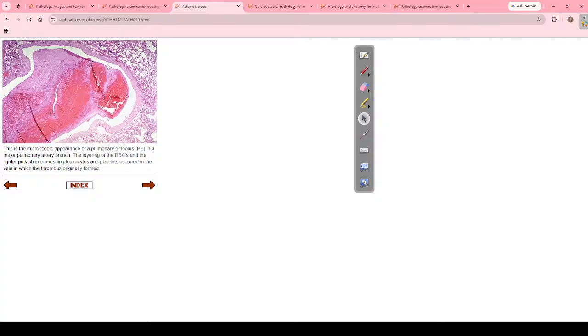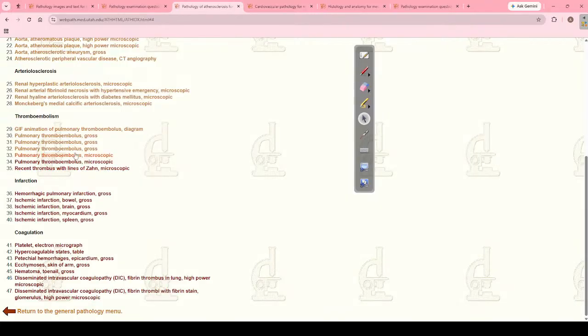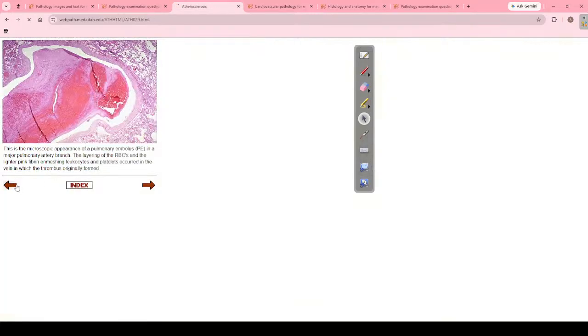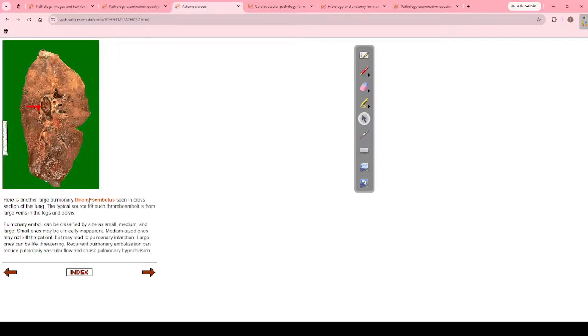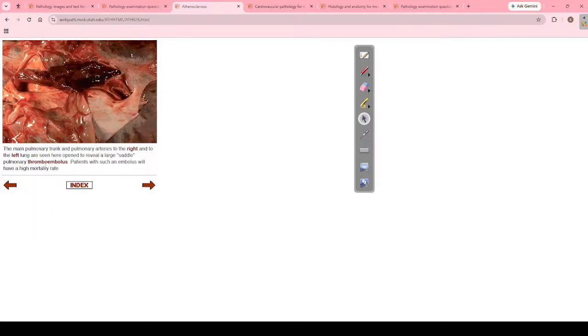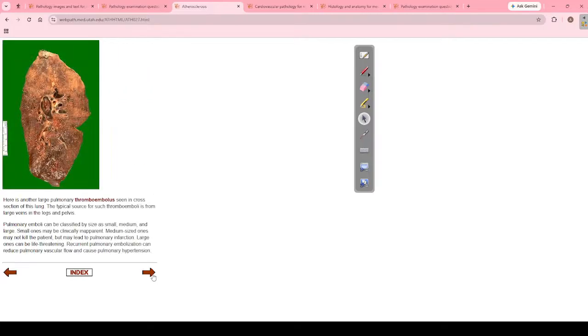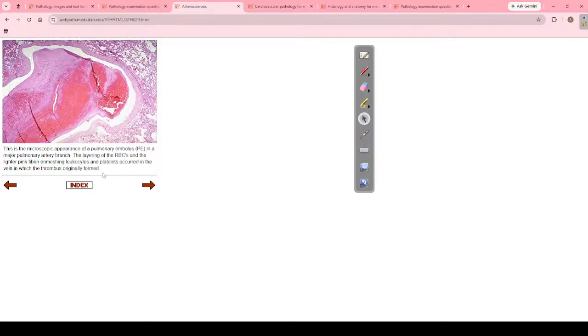So a thrombus is not a mobile thing. Thrombus is a stationary clot. An embolus is a moving clot, right? This is a thromboembolus. It was initially a thrombus which became an embolus. This is not a pure thrombus. This is not the site. The site was somewhere else. Then it came here.